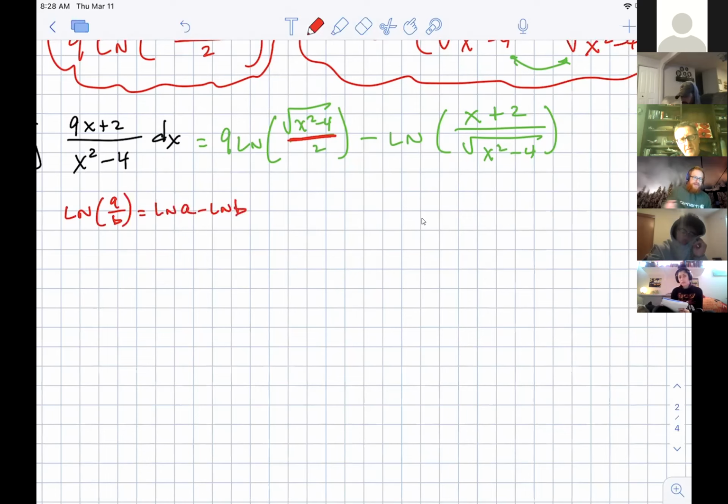And that's because logarithms are exponents. And just like with exponents, when you have like x to the 7th over x to the 3rd, can't you subtract those exponents? So division is related to subtraction. So that's why that works.